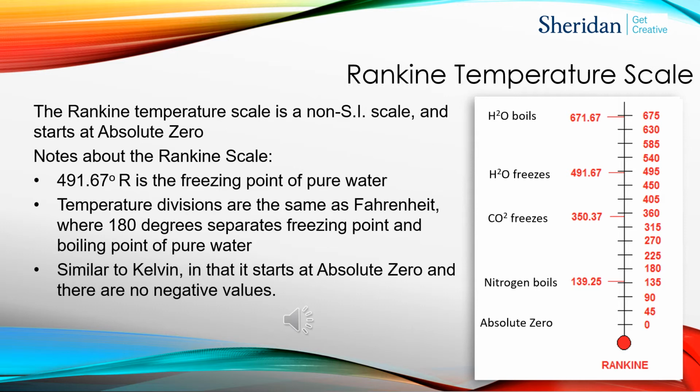Rankine temperature scale. The Rankine temperature scale is a non-SI scale and starts at absolute zero. Notes about the Rankine scale: 491.67 degrees Rankine is the freezing point of pure water. A lot different than that of Fahrenheit, which is 32 degrees. Temperature divisions are the same as Fahrenheit, where 180 degrees separates the freezing point and boiling point of pure water. But similar to Kelvin, it starts at absolute zero and there are no negative values.